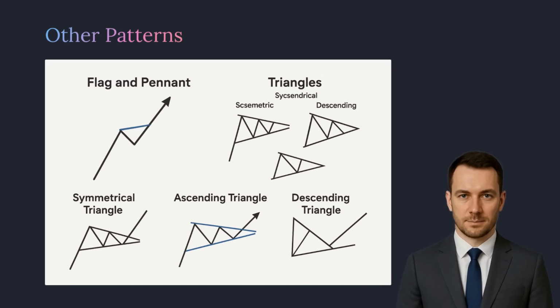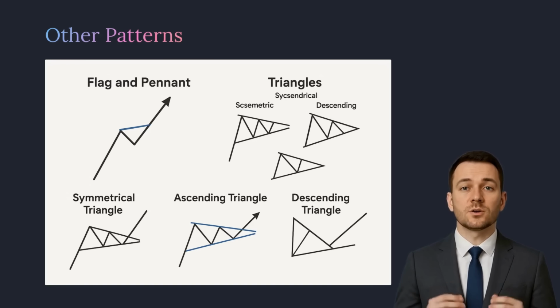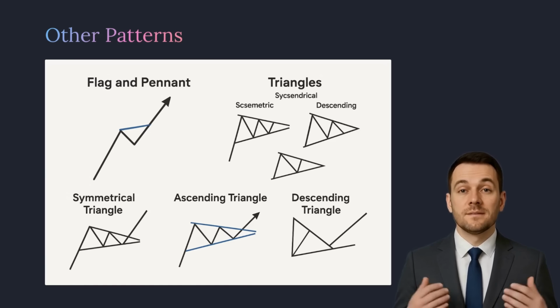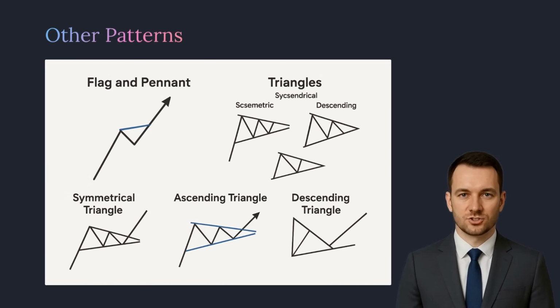Triangles: symmetrical, ascending, descending. Triangles are very common patterns where price range contracts over time. Symmetrical triangle: lower highs and higher lows converge toward a point. It's a neutral consolidation. Price could break out in either direction. Traders watch for volume and other clues to see which way it will go. Ascending triangle: flat resistance on top, rising trend line of higher lows on the bottom. This usually indicates mounting buying pressure. It's often a bullish pattern that breaks upward once buyers finally overpower the resistance.